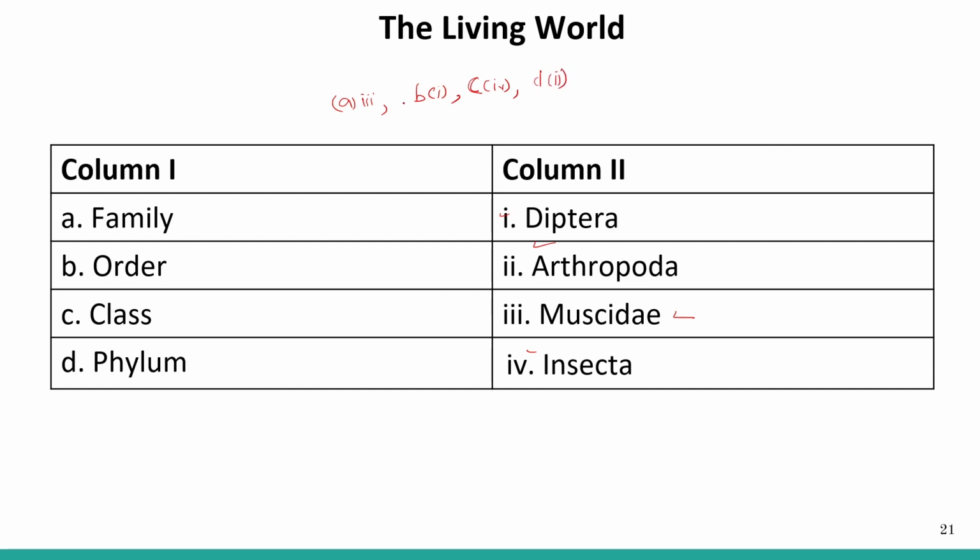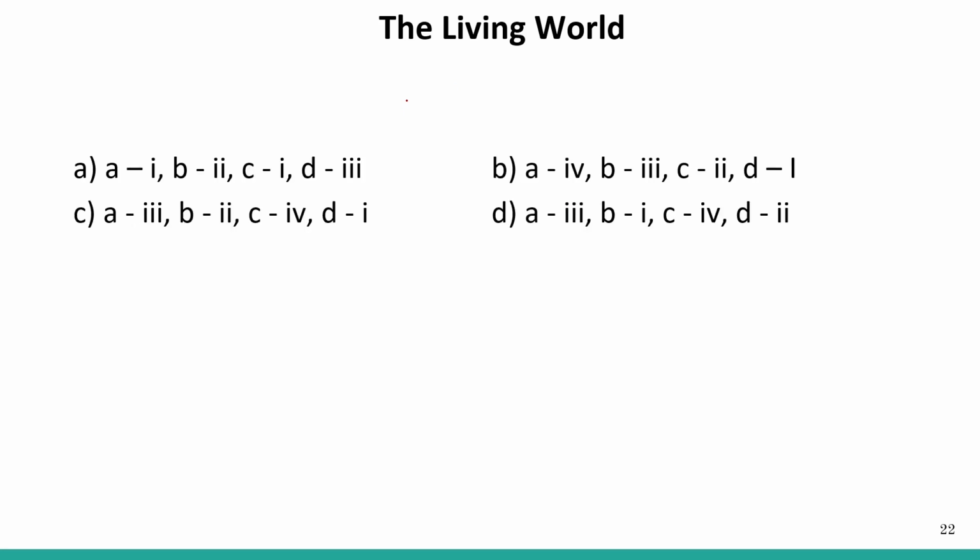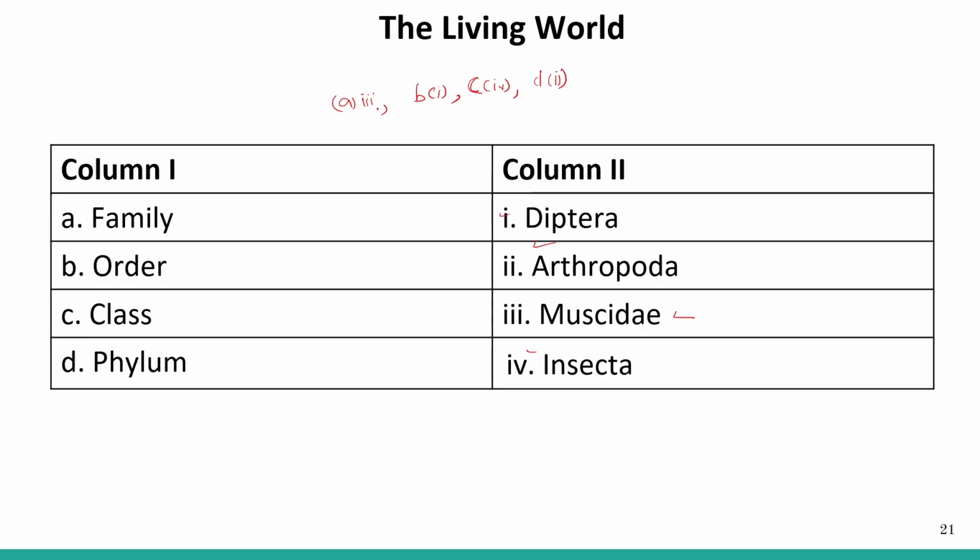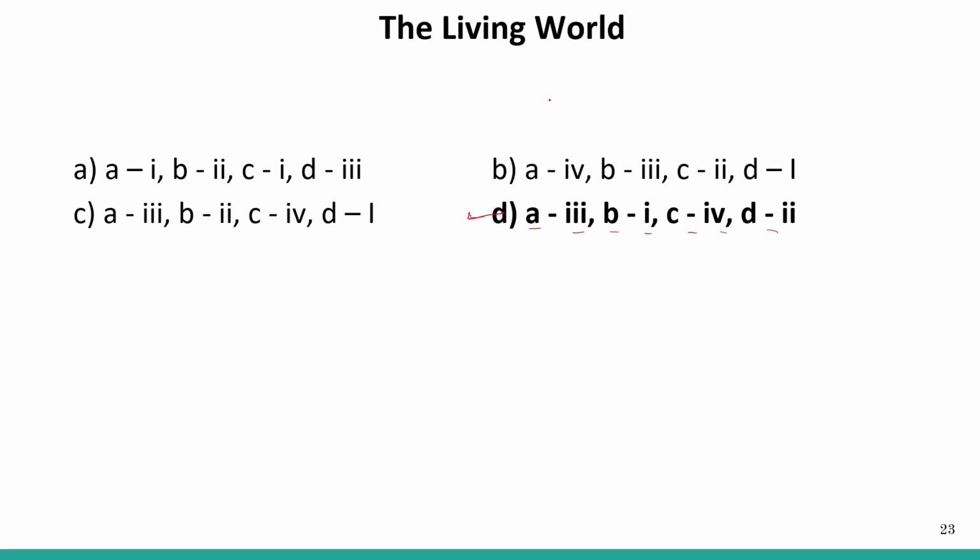Now let's look at the options. These are the options. You can have a look at them. And then what should be the answer? Option D. I've already explained why this is the answer. A3, B1, C4 and D2. Okay, this is what we got here.